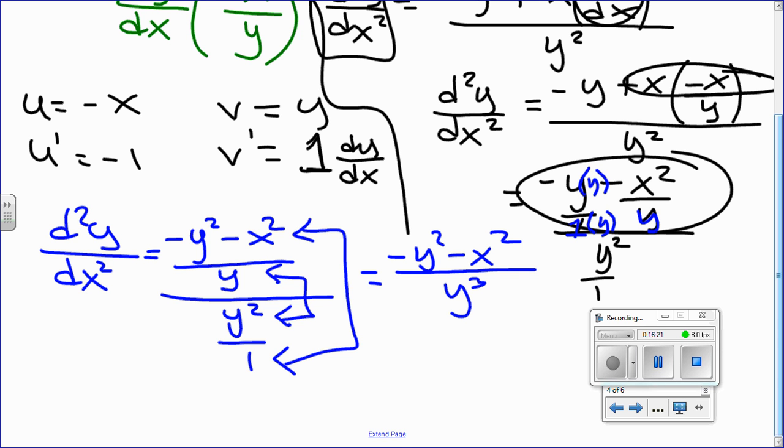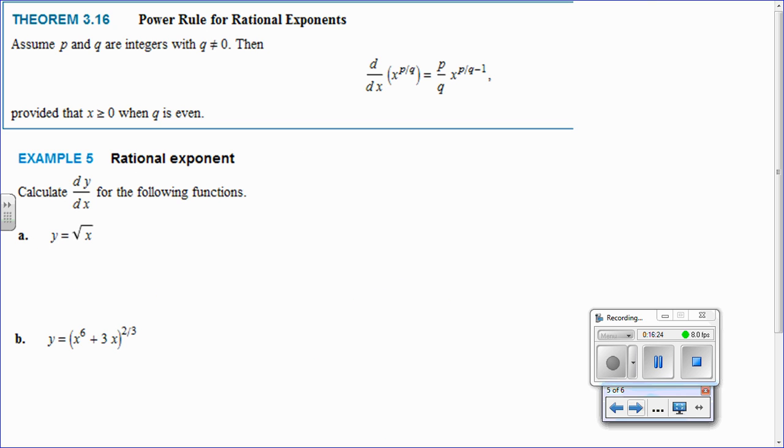Okay, and that's it. So the last one here, the power rule for rational exponents. You already know how to do this because you are very good with fractions, right? In this case, if we take the derivative of the left side, it will just be 1 times dy/dx, or we could just say dy/dx.